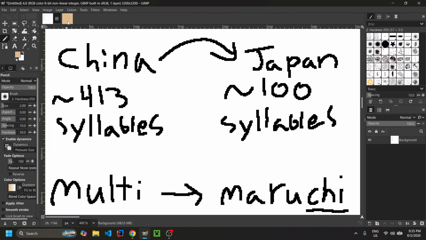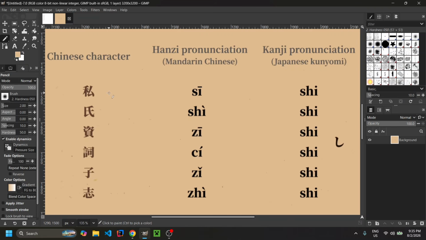I also have this nice example of some Chinese characters, some Hanzi, so all of these. And here's the Japanese pronunciation in kunyomi, and they've all turned into shi because it's just easier for them, and that's just how it worked out for them, I guess.